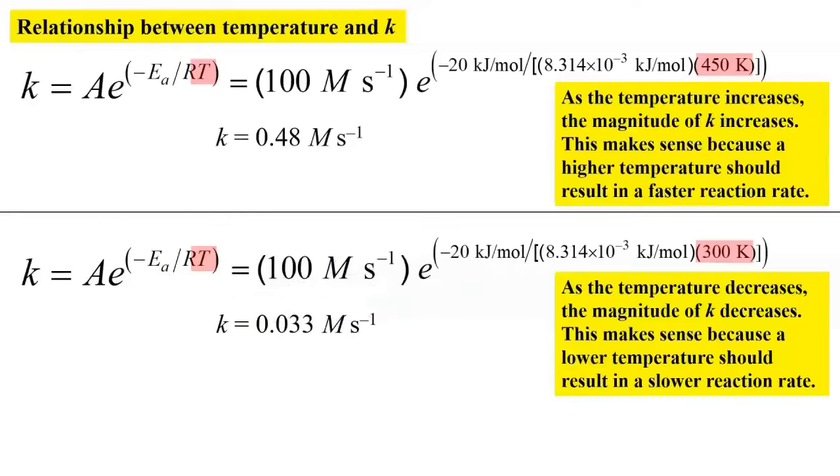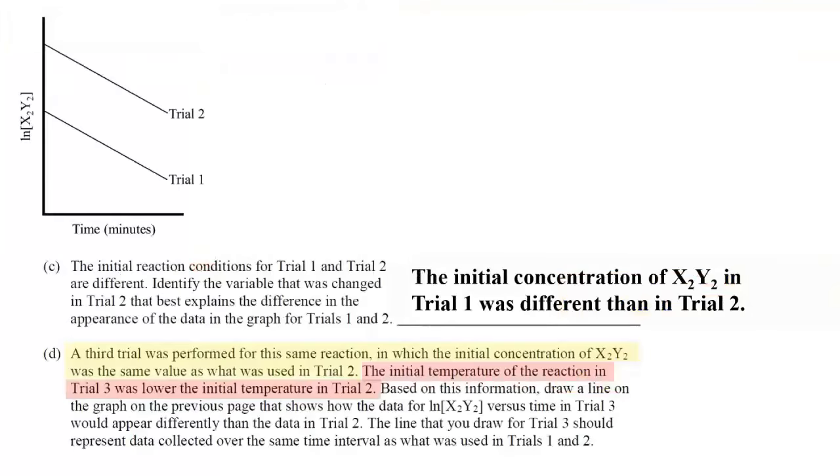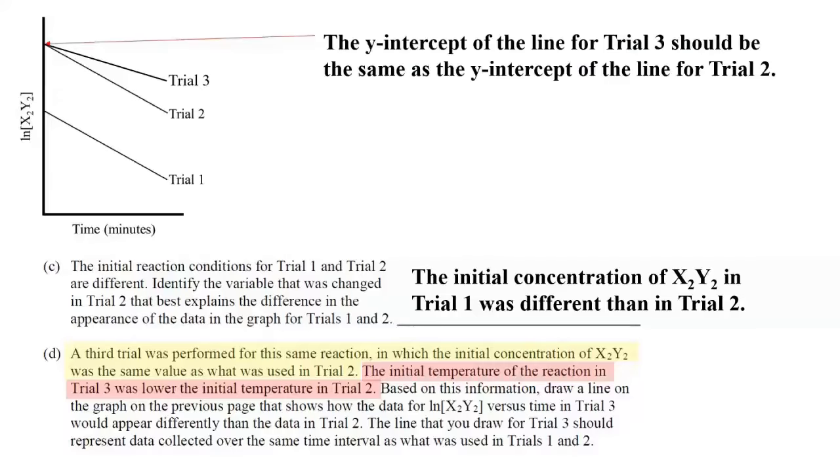So how will that slope be different? On this slide, I'm reminding you of something that I had mentioned in an earlier video coming from the Arrhenius equation, and this is the relationship between temperature and the rate constant K. Higher temperature, higher magnitude of K; lower temperature, lower magnitude of K. And because trial 3 was performed at a lower temperature than trial 2, we need a lower value of K, which means the slope of that line in trial 3 should be less than the slope of the line in trial 2.